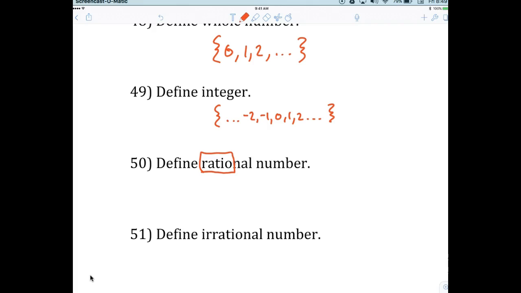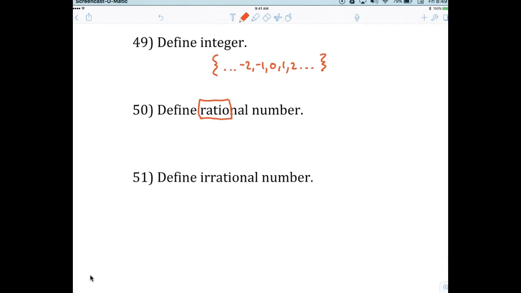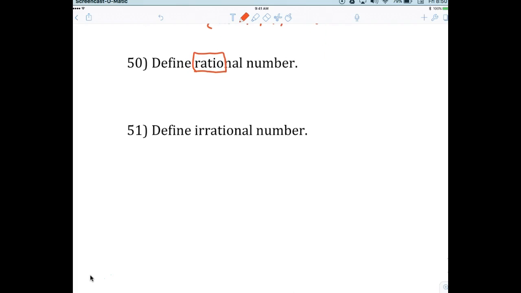Now, what do you suppose irrational means then? Any number that can't be written as a fraction. Now, let's talk about irrational numbers. An irrational number, again, is pi. That's a good irrational number. We're going to talk about square roots.